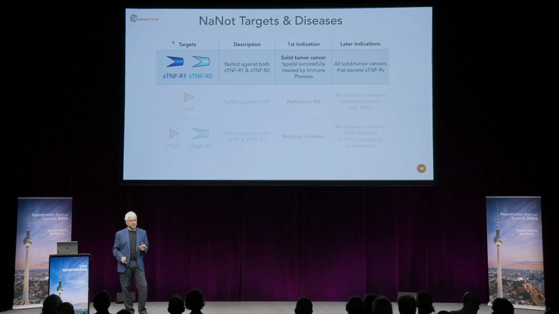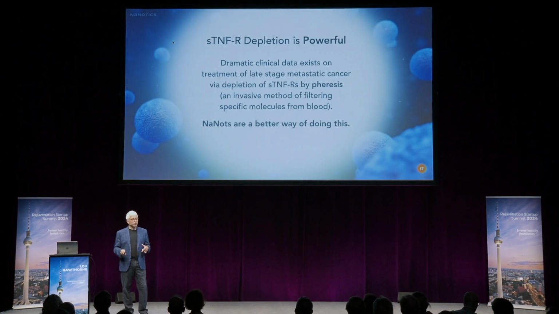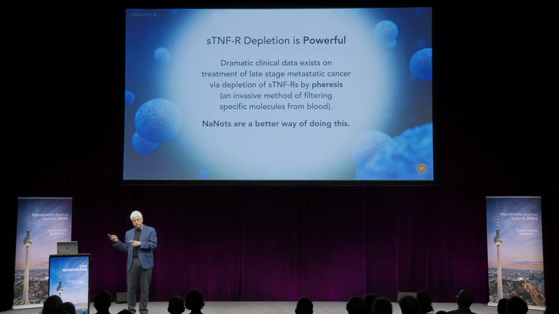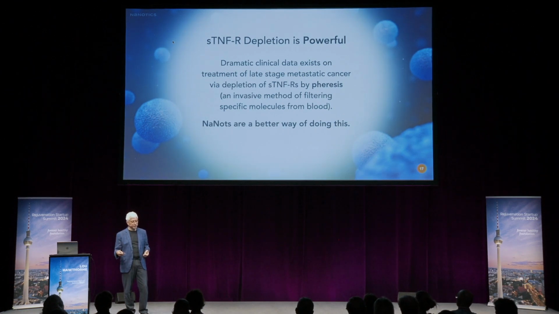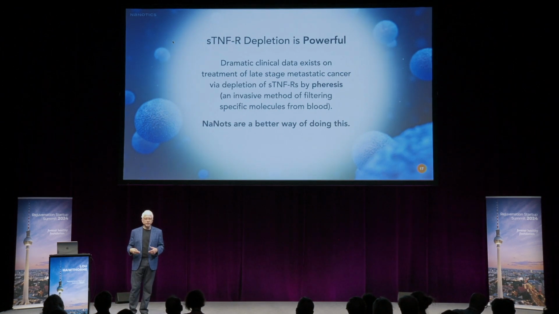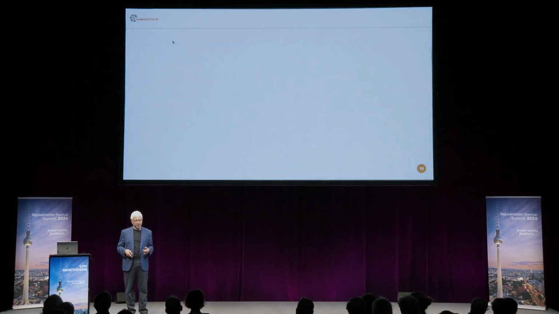But let's dig into STNFRs a little bit more. We know it's powerful to deplete STNFRs because there's already dramatic clinical data on the treatment of late-stage metastatic cancer via depletion of STNFRs by pheresis, which is extracorporeal blood filtration. Now, nanots are a better way of doing this in every way, but it's still really helpful to have a predicate technology that shows us the power of depleting the very targets we're planning to deplete with nanots.